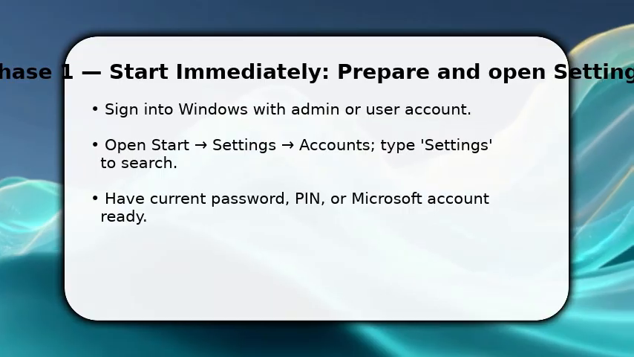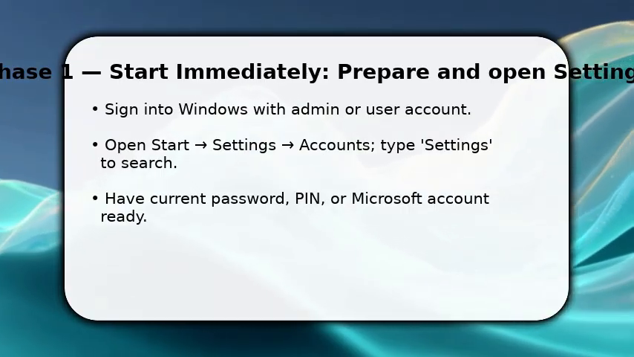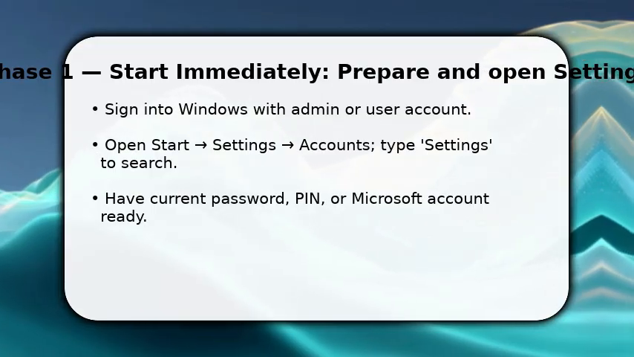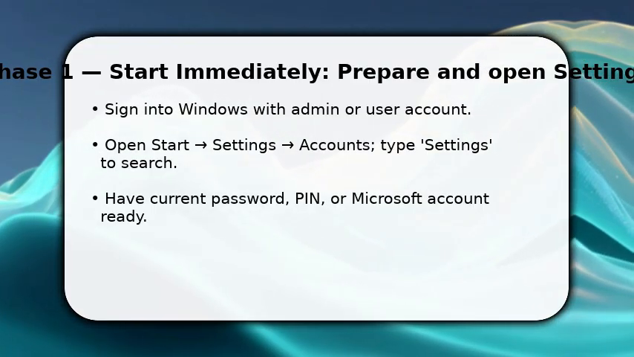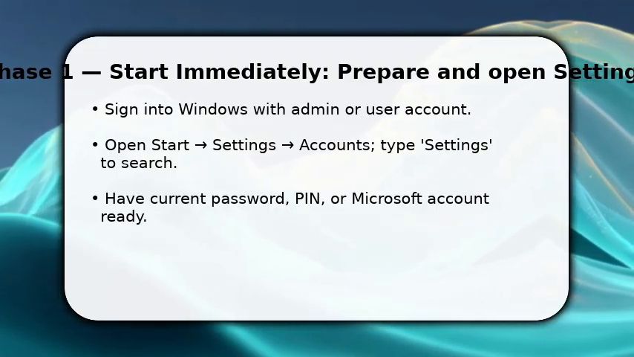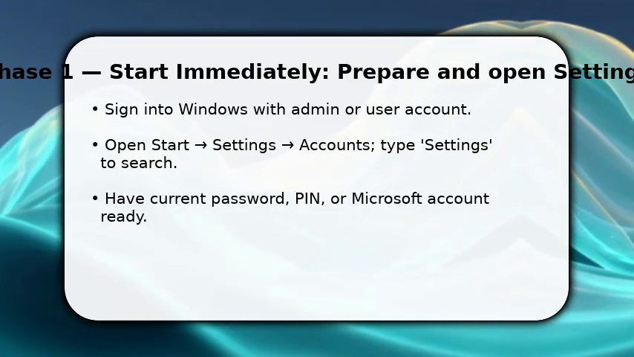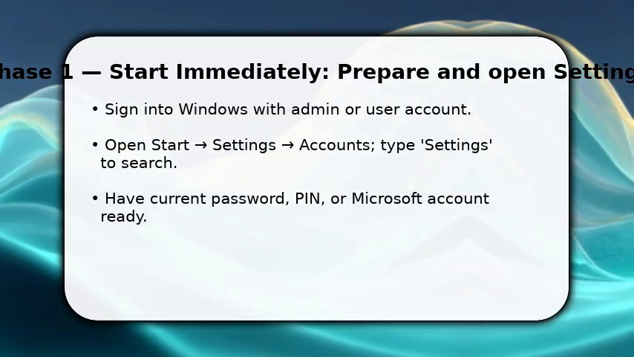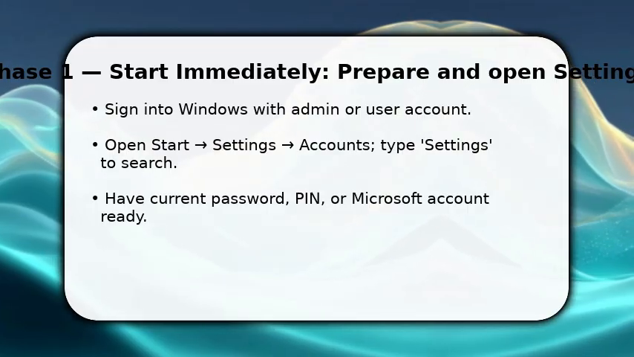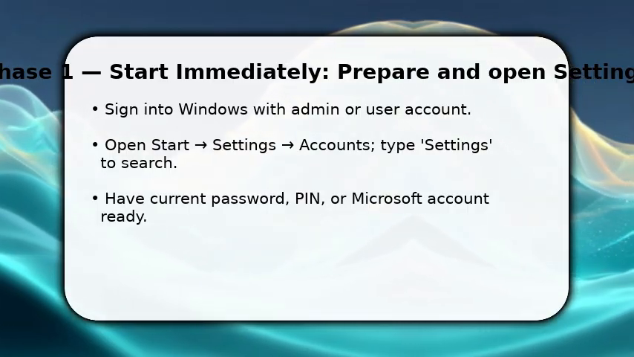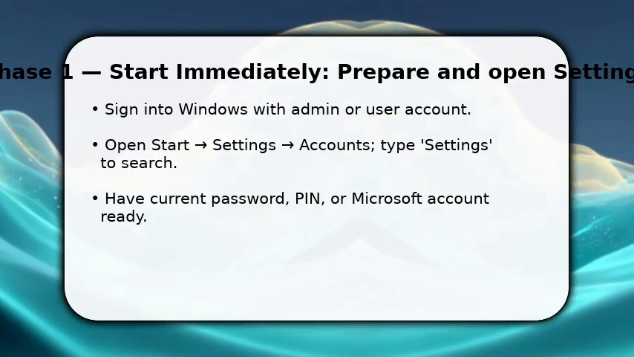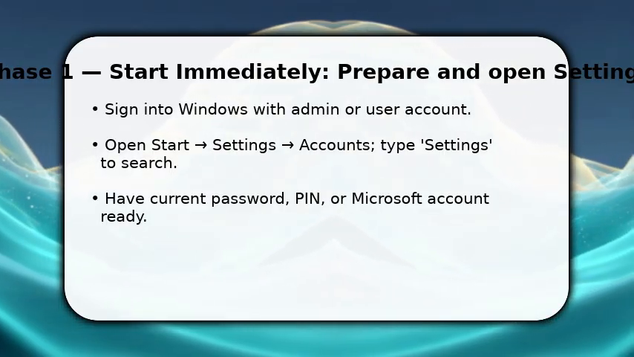Sign into Windows using the admin or user account you intend to change. Once signed in, press Start and open Settings. Type Settings if you prefer keyboard search. Navigate to Accounts because that centralizes password controls. Make sure you have your current password, PIN, or Microsoft account credentials on hand. Otherwise, the next steps will prompt verification. This gets you into the right place fast and prevents interruptions when Windows asks to confirm your identity.